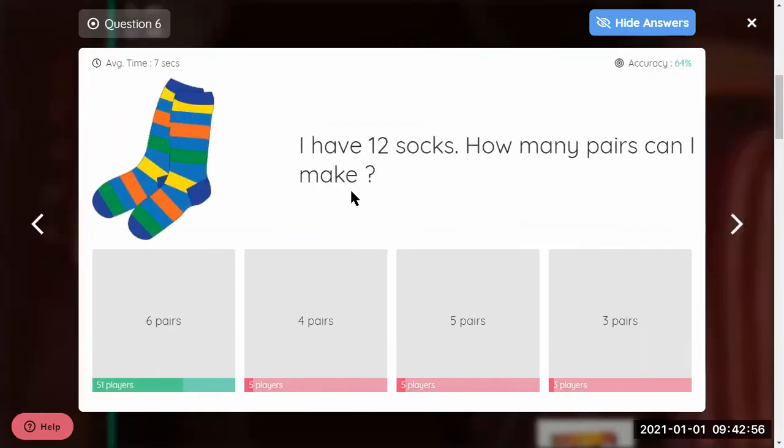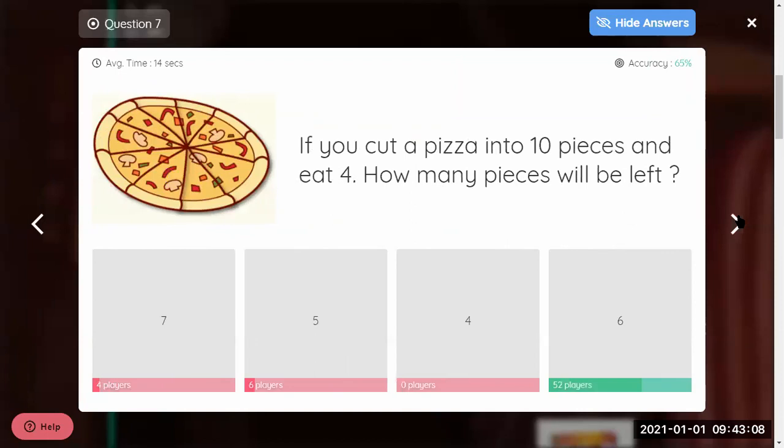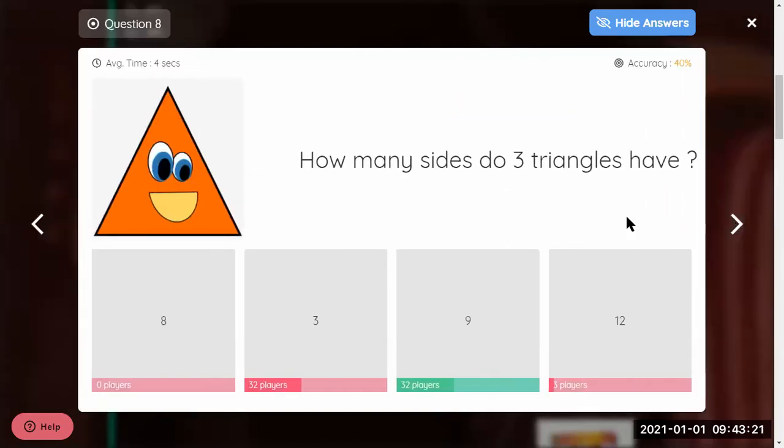Next question was, I have 12 socks, how many pairs can I make? Out of those 12, to make pairs, you need to divide by 2. So dividing by 2 would give you 6. The next question, if you cut a pizza into 10 pieces and eat 4 of those pieces, 6 would be left, right? So the answer to this was 6. How many sides do 3 triangles have? One triangle has 3 sides. So 3 triangles, how many sides? 3 times 3, so that is 9, right?